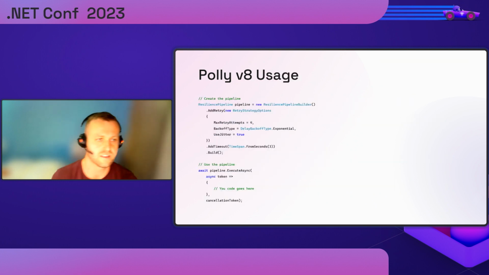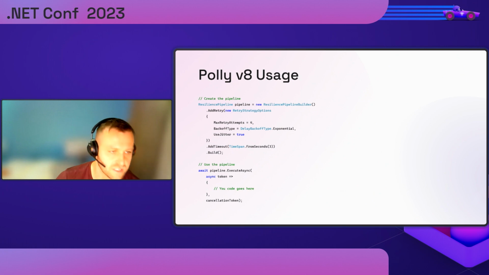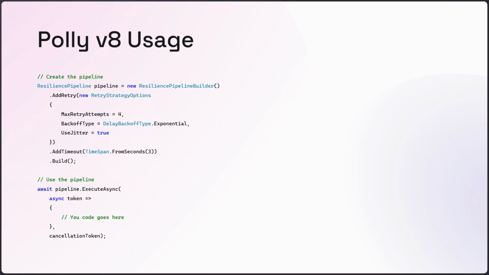Let's take a quick look at Polly V8 usage. The central API is the resilience pipeline. The resilience pipeline can be created using the resilience pipeline builder. You use this builder to add one or more resilience strategies to the pipeline, and you conclude by calling the Build method. Once you call Build, you get an instance of the resilience pipeline, and you can use this object to execute arbitrary callbacks. You can use asynchronous callbacks, synchronous callbacks, or anything that returns void or any type of result.